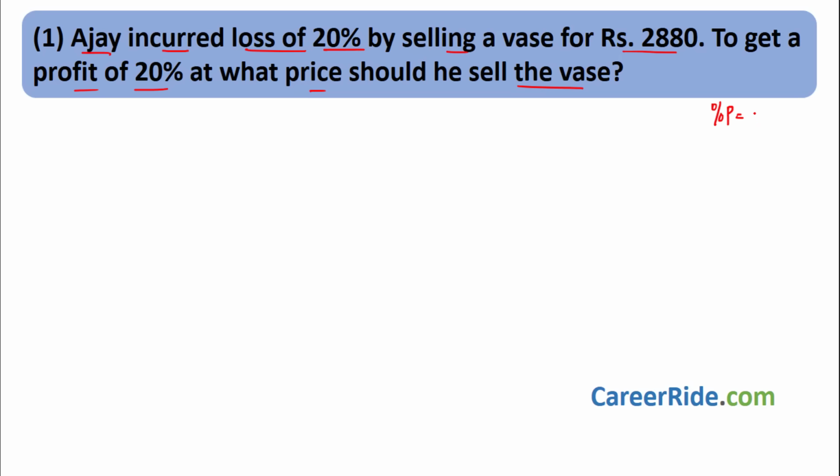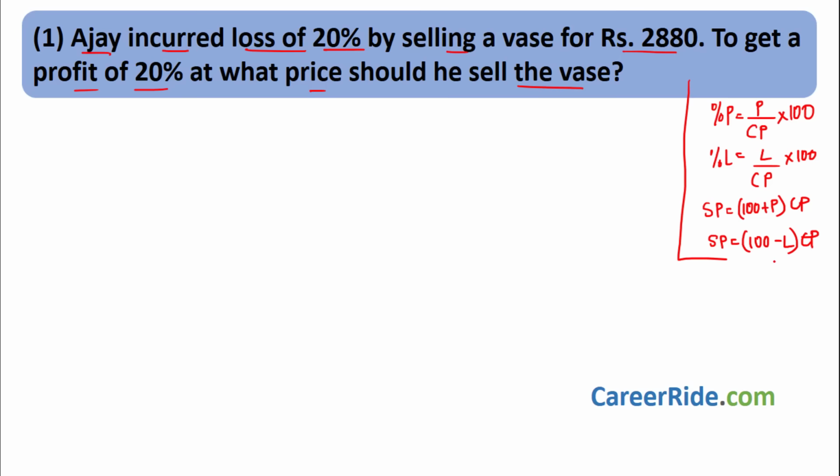Percentage profit is nothing but profit in rupees divided by cost price multiplied by 100. Same way, percentage loss is loss in rupees divided by cost price multiplied by 100. And if we have profit percent or loss percent, then what would be the selling price? Selling price would be 100 plus profit multiplied by cost price, and for loss the selling price would be 100 minus loss into cost price. These are the 4 formulas, right? Just remember 2 of them, and you can easily derive the loss formula.